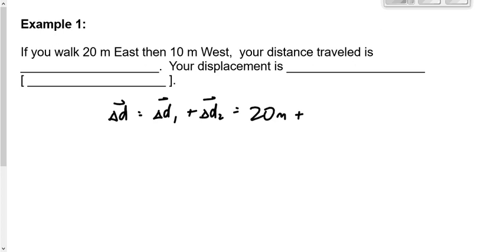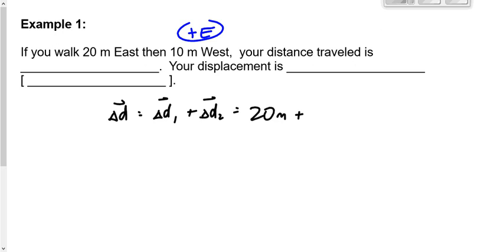What's displacement 2? What is it? Yes. So what we're going to do every time we see a problem involving directions is assign a positive and assign a negative. We're going to say east is positive here. Usually east is positive, west is negative. You could do it the other way around. That would be okay. It's just not normal. It's not typical, but it's okay.